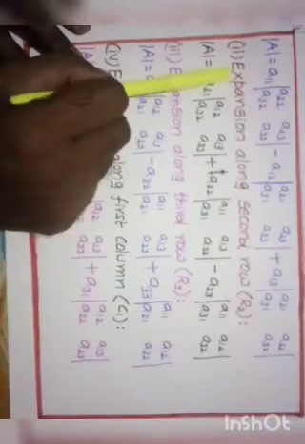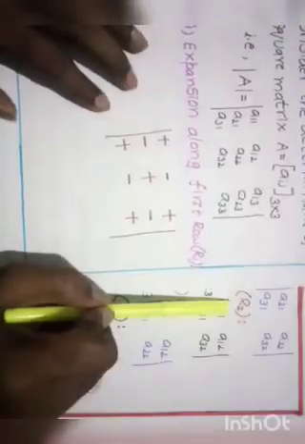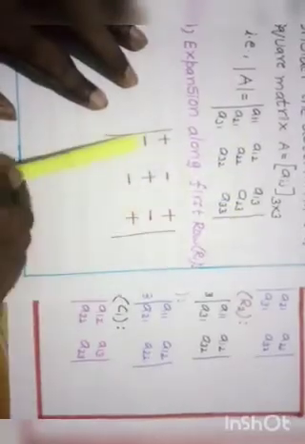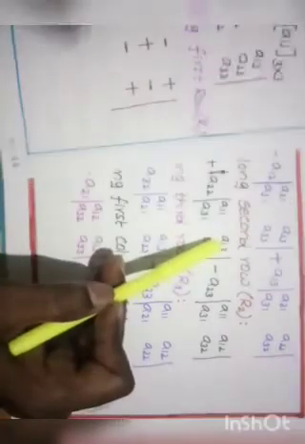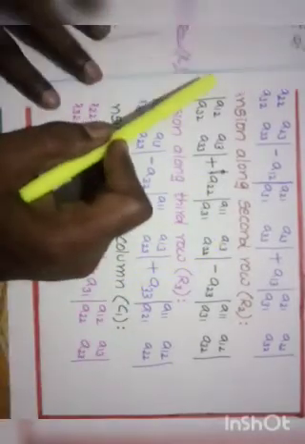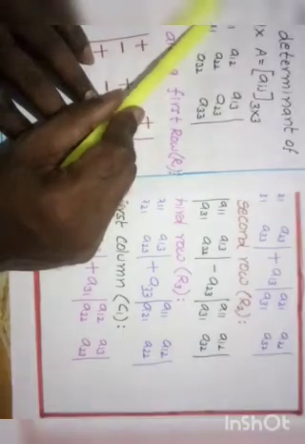Similarly, if we want to expand the determinant along the second row, now come to the second row. What are the elements in the second row? A21, A22, A23. Remember these three elements and remember these signs also: minus, plus, minus. So first we take minus. I wrote minus here. Next, the first element in the second row, A21.